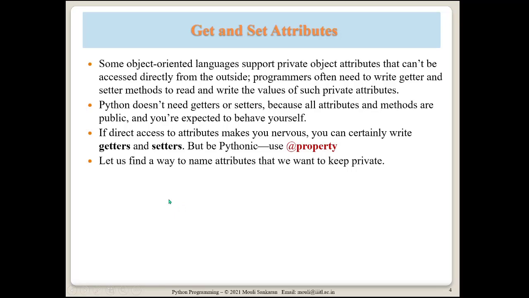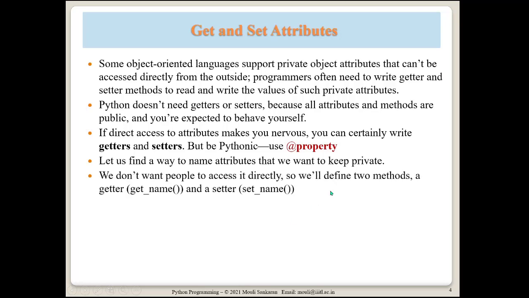So now we'll see how we can find some way to have some named attributes that we want to keep private. Suppose you are calling some attribute name, we can have a getter and setter method. The getter method is to get the attribute name, maybe we call it get name. The setter method is set underscore name, we can call it that, and then using these methods we will try to access the attributes.